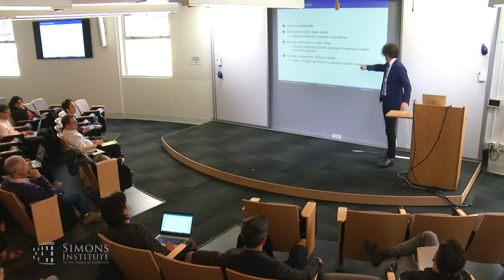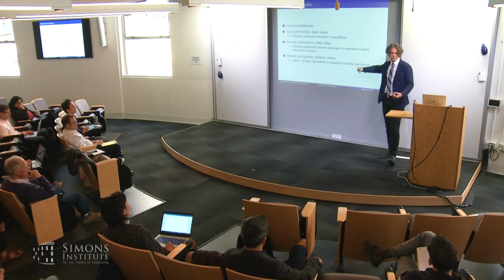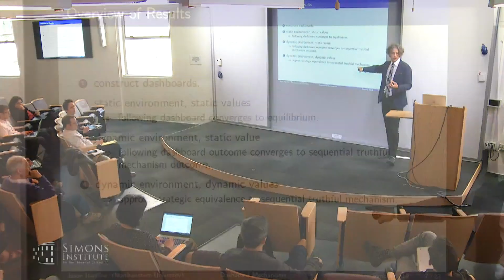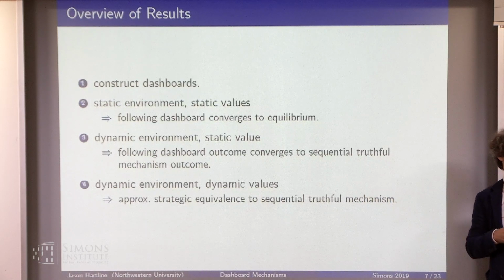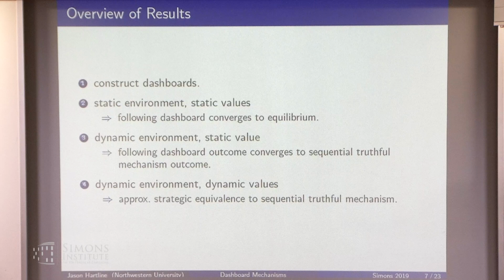So this sequential truthful mechanism has ex post Nash of being truthful, right? And so you don't have to actually know what's going to happen in the sequential truthful mechanism, and neither will you have to know in my dashboard mechanism. So the environment could be changing under you, and you might not know it.